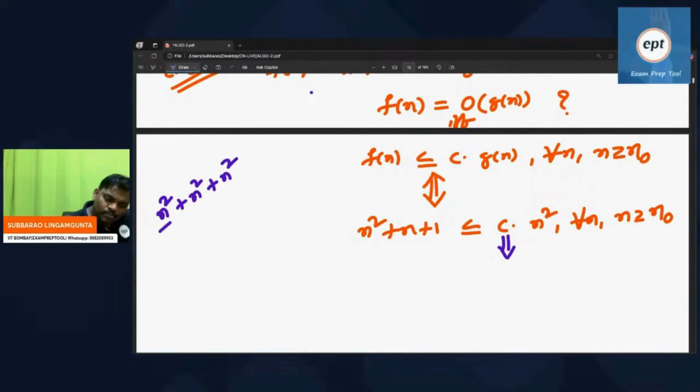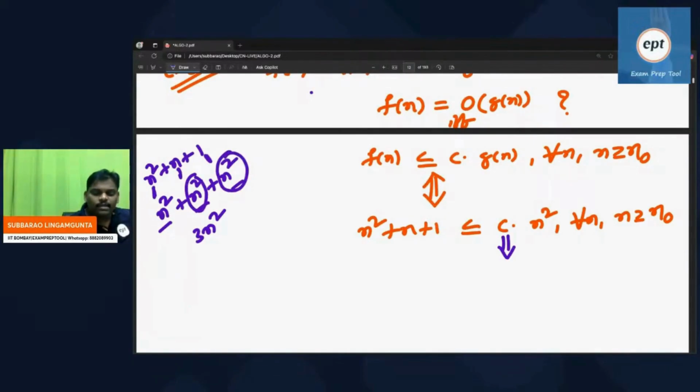Everyone listen, n square. It is a 3n square. You only say n square, n plus 1. Comparing n square, both are n square. But comparing n and n square, n square is bigger. Comparing 1 and n square, n square is bigger. What I mean to say is n square plus n plus 1, 3n square is bigger.